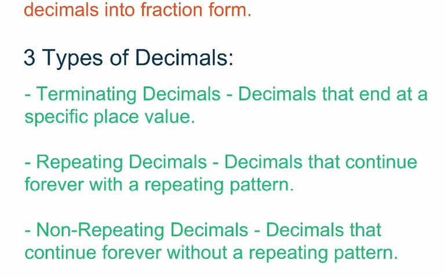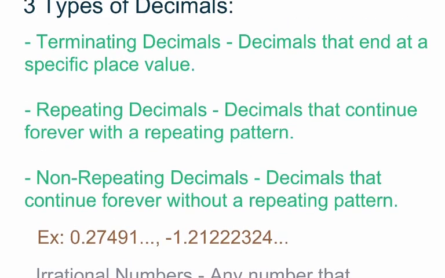There is a third type of decimal, and those are non-repeating decimals. And those are decimals that continue forever without a repeating pattern. Okay, they might still have a pattern, but those patterns don't repeat. That's the important distinction between repeating decimals and non-repeating decimals. Non-repeating decimals might have a pattern, but the pattern doesn't repeat itself. So let me show you some examples of those.